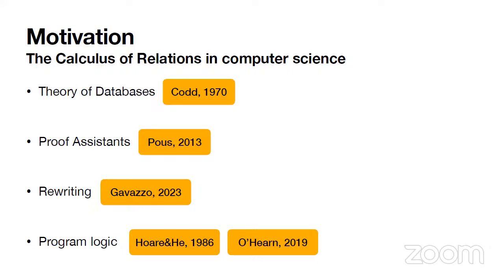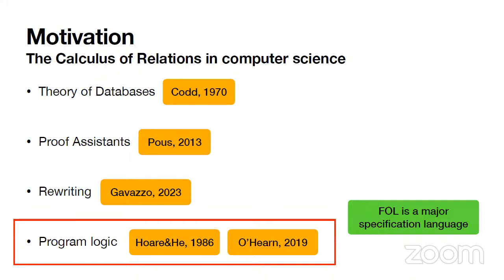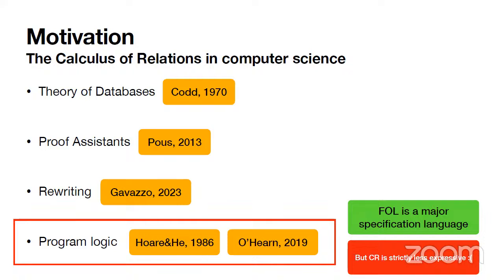one important mention also goes to program logic, where, for example, Ong in 1986 showed that the weakest precondition is residual on relations. Or also, Peter O'Hearn in his incorrectness logic paper has relations. And I want to emphasize this program logic point, because as we all know, Hoare logic is a major specification language. So the fact that the calculus of relations is strictly less expressive than it is kind of a shame, because we would like to reuse, for example, the results by Ong and Hoare on program specifications.